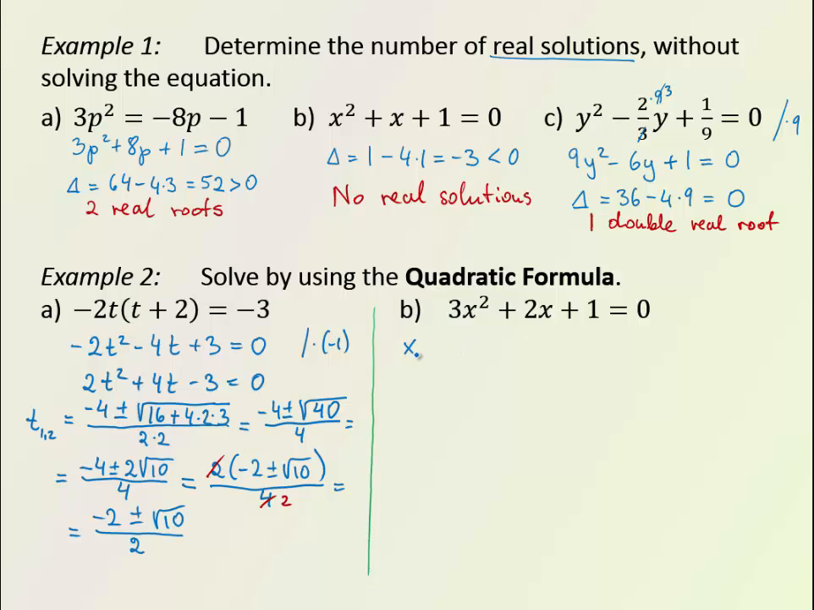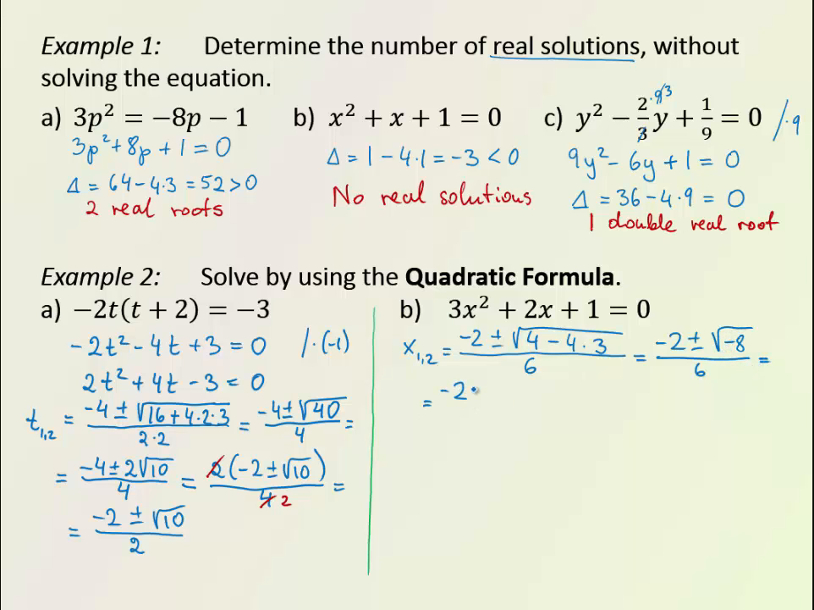Here the x, 1 or 2, would be negative b, negative 2, plus minus the square root of b squared, which is 4, minus 4 times 3 times 1. Everything over 2 times 3, which is 6. So we have negative 2 plus minus the square root of 4 minus 12. So the square root of negative 8 over 6. That gives me a complex number solution.